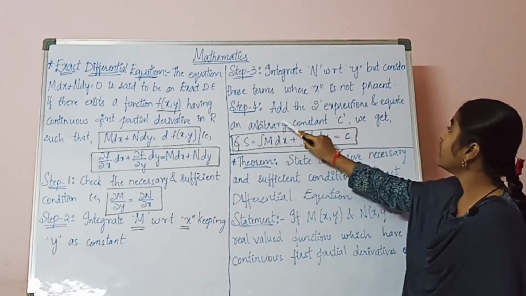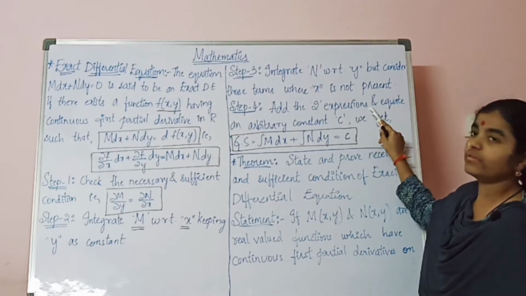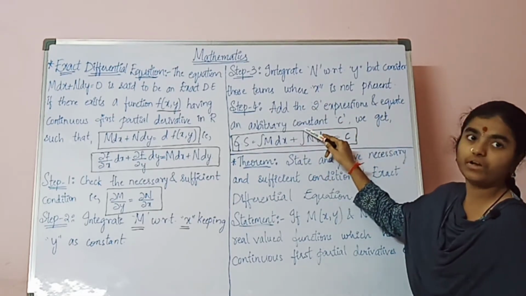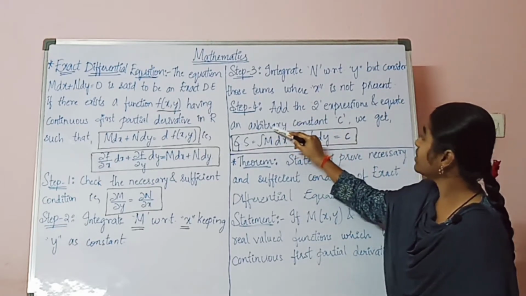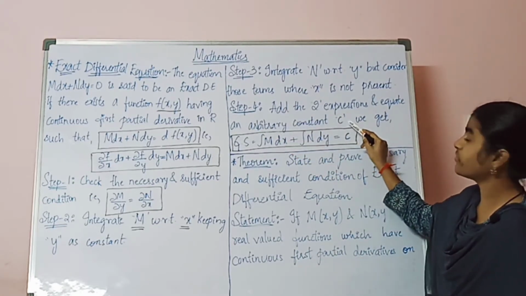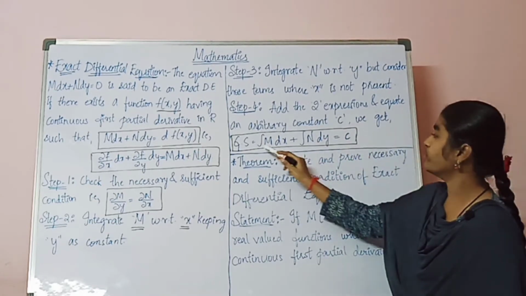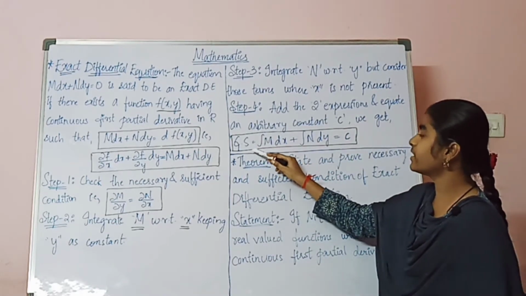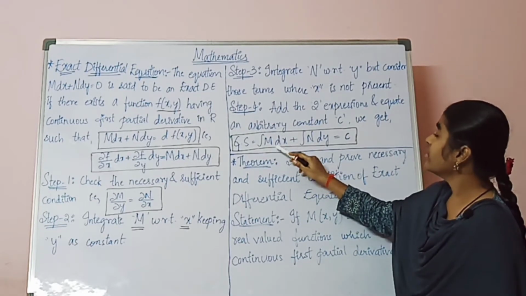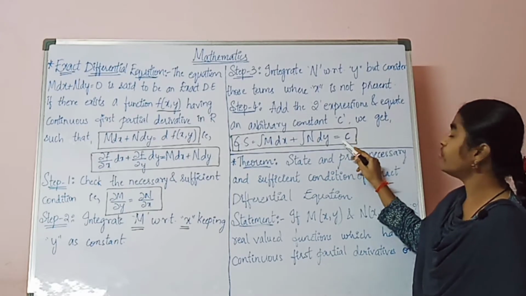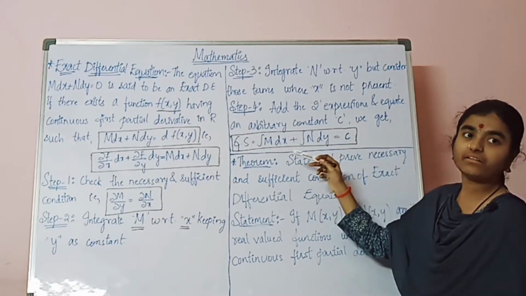Next, step 4. Add the two expressions and equate to an arbitrary constant. What is the constant? C. Then we get the general solution. What is the general solution? GS equals integral M dx plus integral N dy equals C. So this is about exact differential equation.